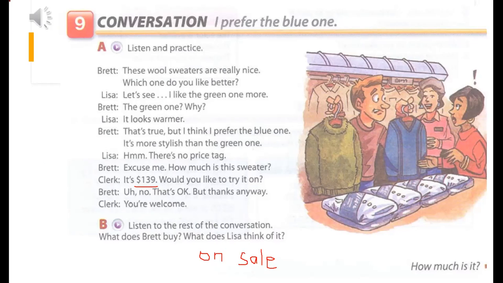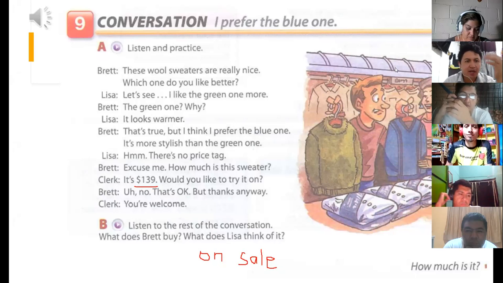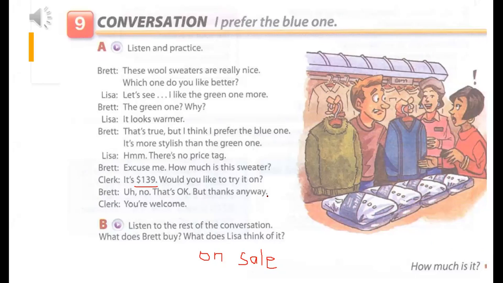Yo creo que la docena le querían vender por 139. Ese es el fardo. All right, thanks anyway, ¿verdad? Gracias de todos modos, le dicen, ¿verdad? Anyway significa de todos modos, ¿verdad? Thanks anyway. Gracias, de todos modos.